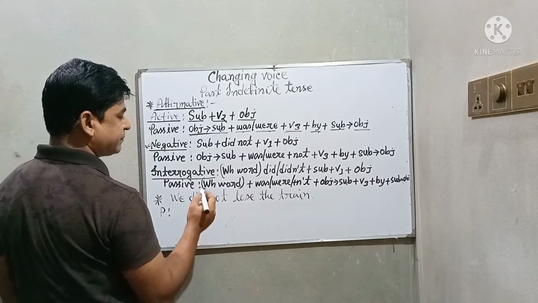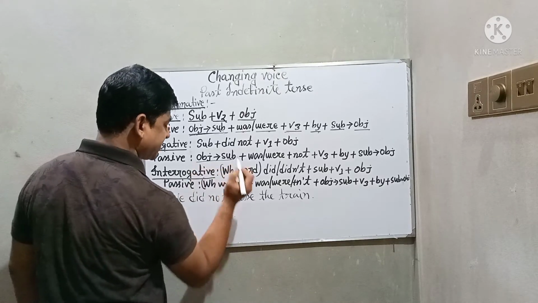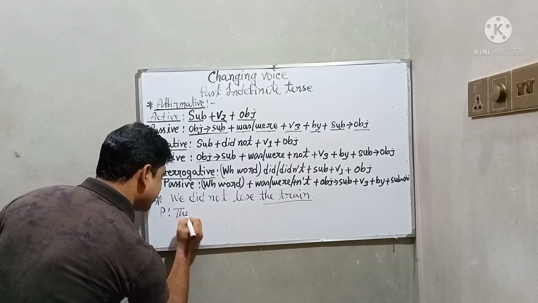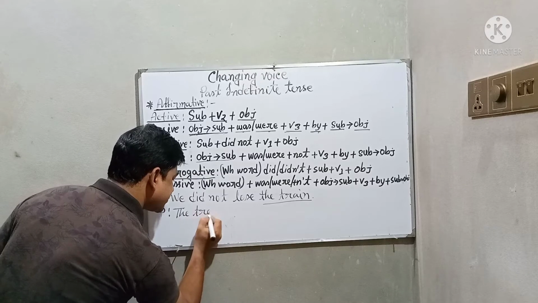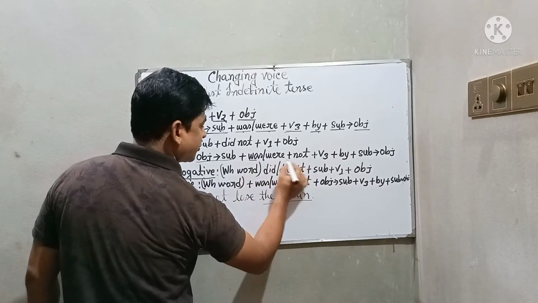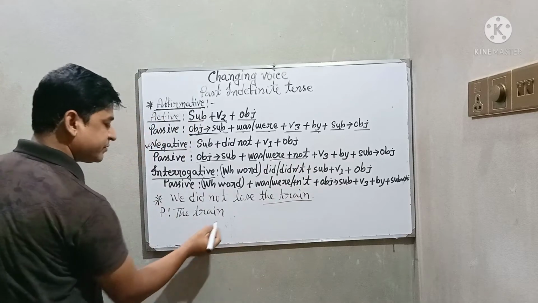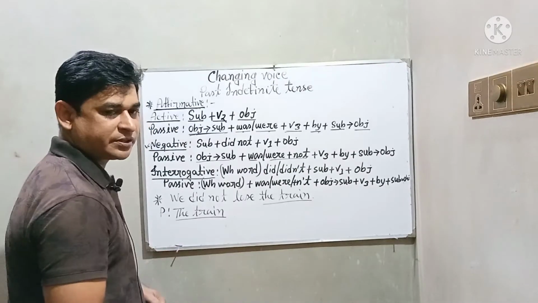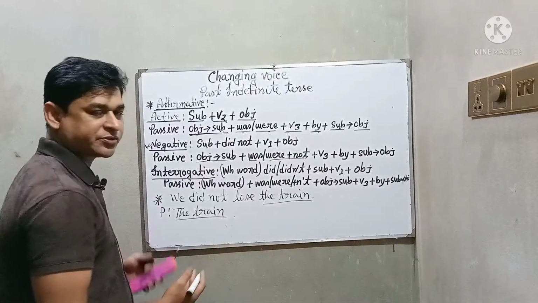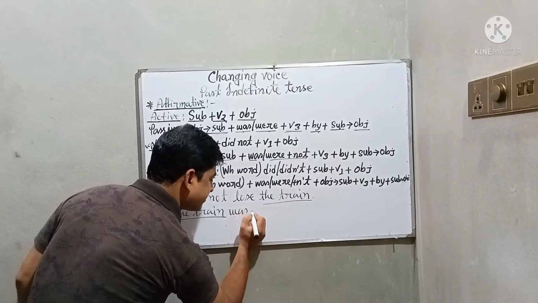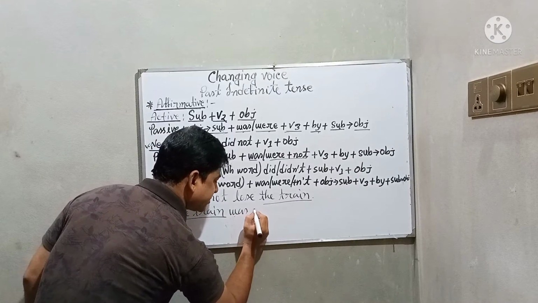First of all, you have to convert your object to subject. Okay, object is the train. You have to write here the train. Then wasn't or weren't. Which one will be used here? The train. The subject is third person singular number. That's why we are going to use wasn't here. Was not or wasn't.